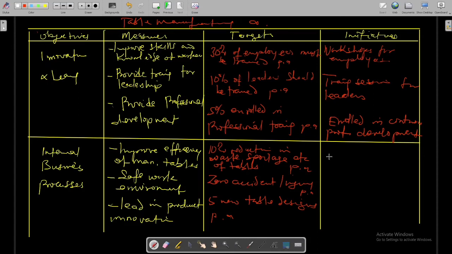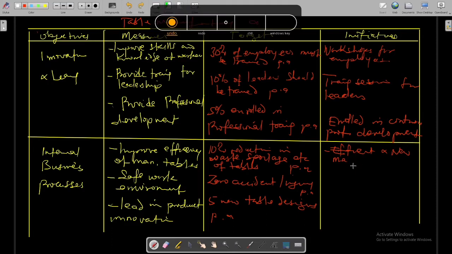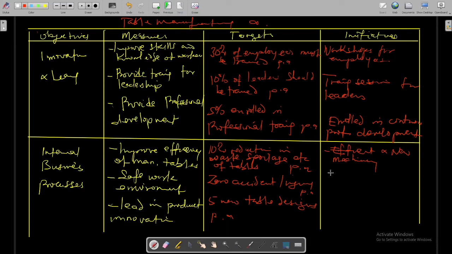Okay, so what measures or initiatives can we undertake in order to achieve the targets? To achieve 10% reduction in waste or spoilage, we can have efficient and new machinery. If we have efficient and new machinery, then we can reduce the number of spoilage and waste of our product. Then for the same improvement efficiency of manufacturing of tables, we can say improve staff skills. So this one is also relating to the first target.